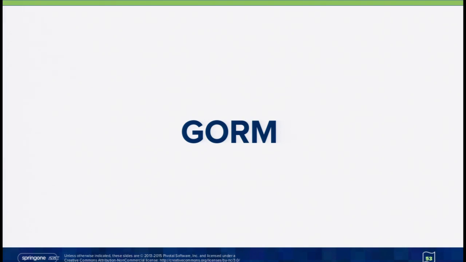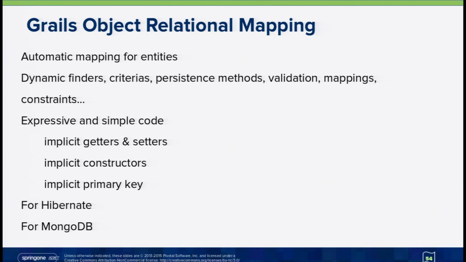The next step is the use of GORM. GORM is the Grails Object Relational Mapping for Grails. And since Grails 2.4, it's possible to use GORM outside of Grails. This permits access to a relational database or MongoDB with GORM, for example, in a Spring application, including the correct dependency in the project.